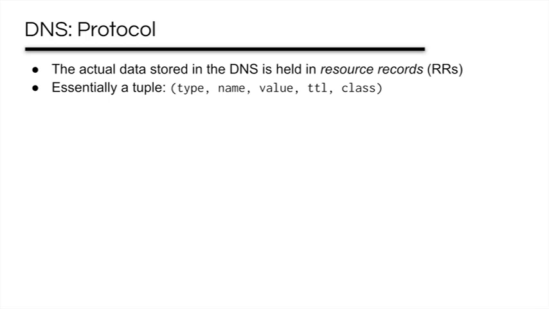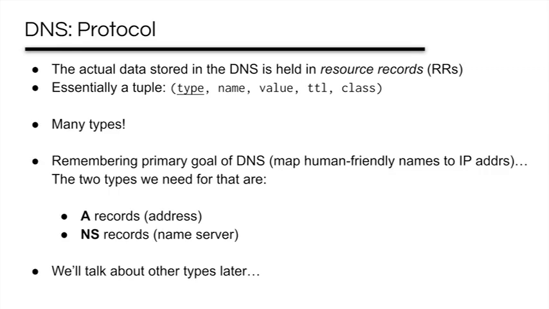So the actual data that's stored and transferred in DNS is held in resource records. And resource records are basically a tuple. The first value in the tuple is the type, and there are many different types of records. If you remember that the primary goal of DNS is to map human-friendly names to IP addresses, we need two types of record to do that. The first one is A records, which are address records. And the second one is NS records, which are records telling about another name server. We'll talk about some more types later.